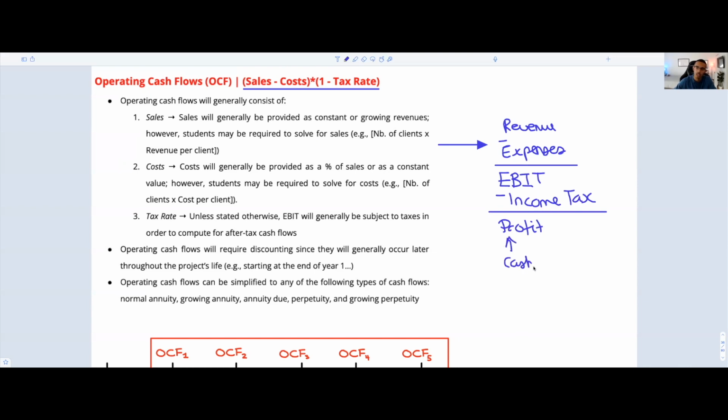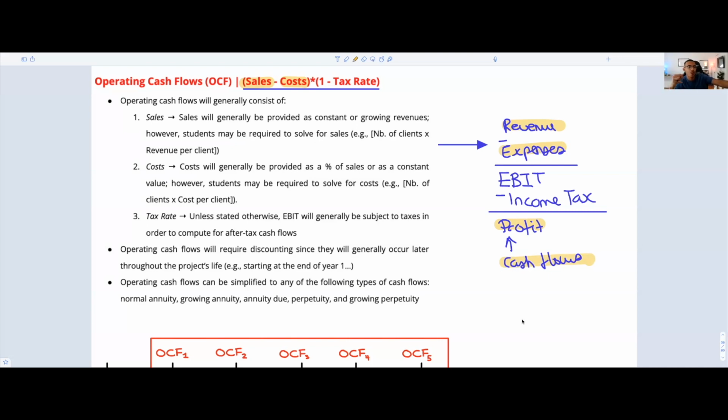All right. Now, what's awesome is that you could actually simplify this on your exam or when you're studying as simply being equal to sales minus cost, right? That's what we did right here. I hope that's clear. So we have sales less costs, so revenue less expenses. And then we're going to multiply that by 1 minus the tax rate, which is going to give you your profit. It's as easy as that. And that's going to be our operating cash flows.